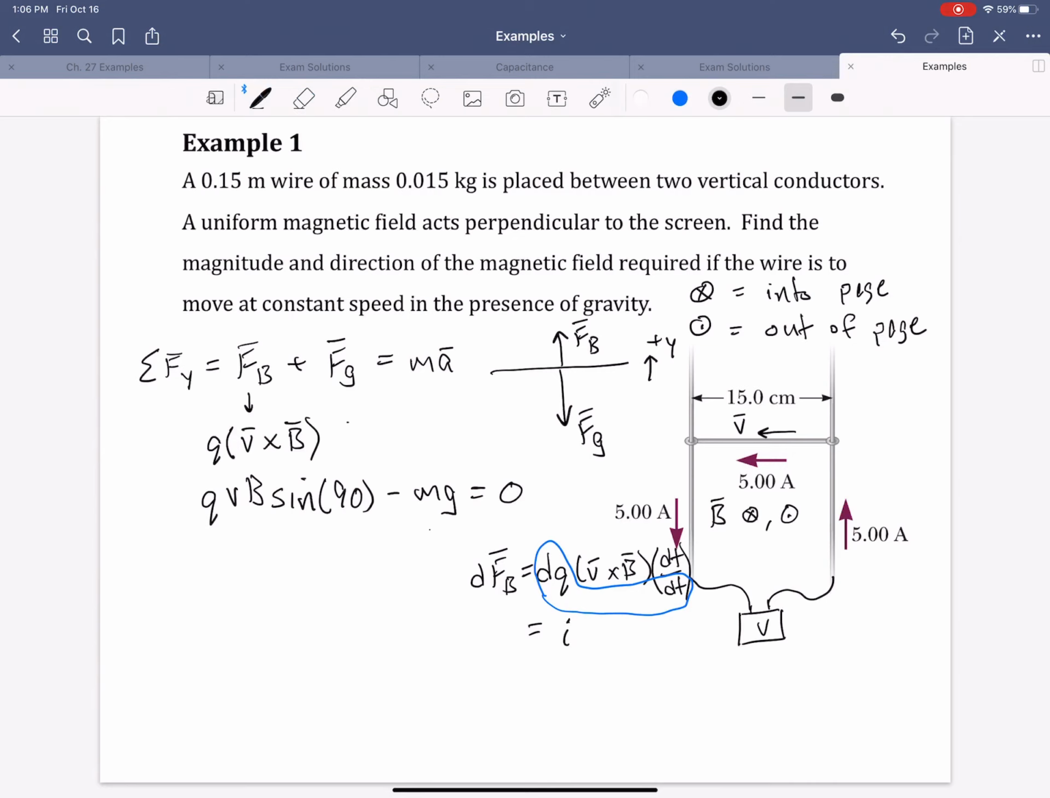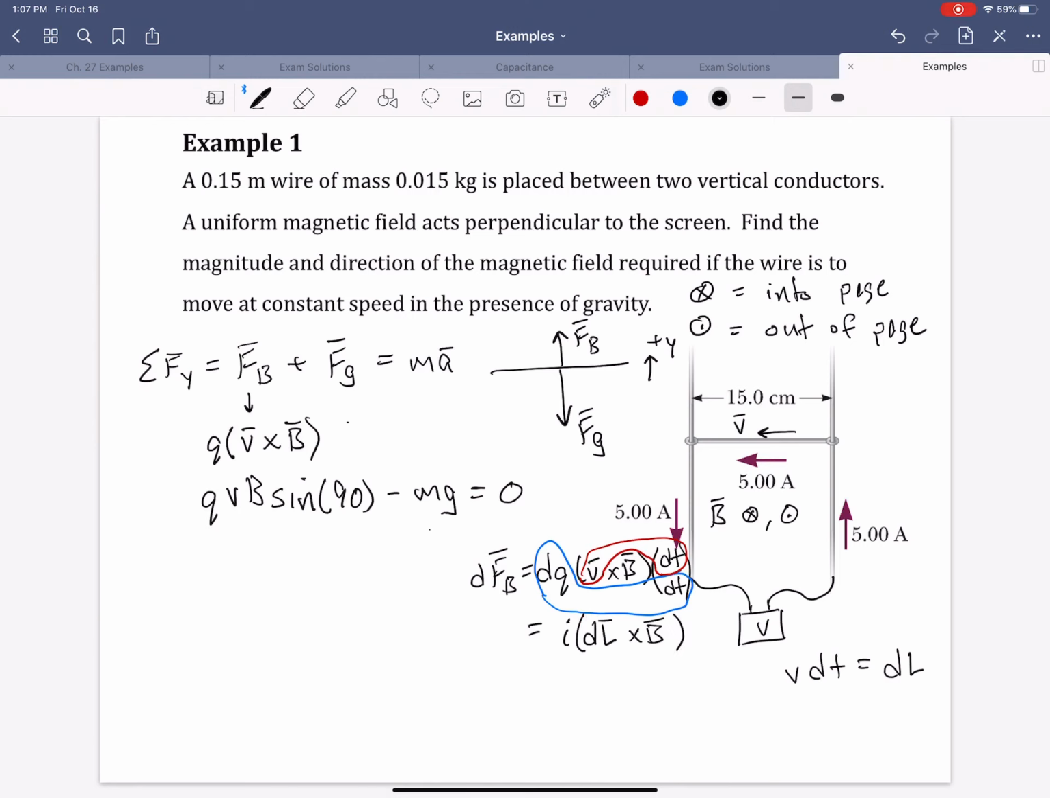That's current. And then in red, what is v times dt? Well, that is just the differential distance, we'll call dL. The differential distance or differential length that those particles move under that differential force. So thus, evaluating that, we have it as such.